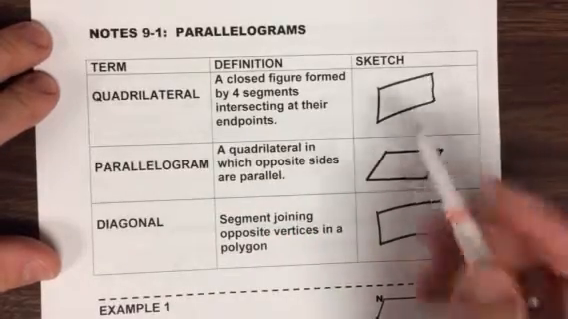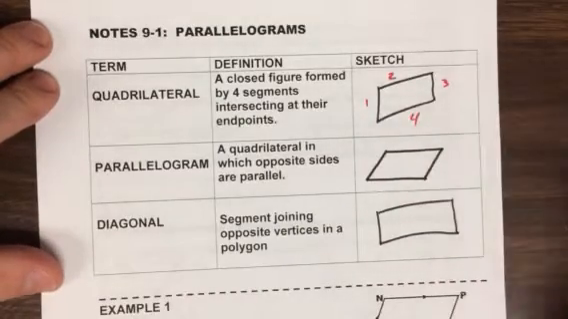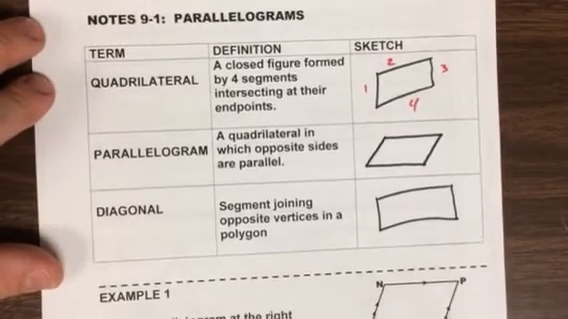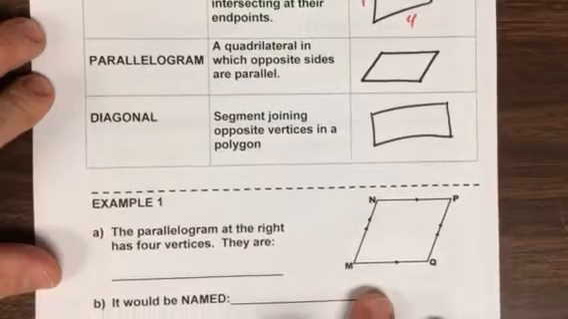This would be an example of a quadrilateral because we have 1, 2, 3, 4 sides. There are several other quadrilaterals I could have drawn, a square, a rectangle, or anything in between. Rhombi, diamonds, kites, they are all considered quadrilaterals.